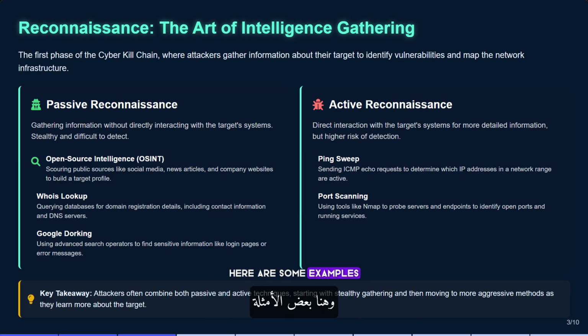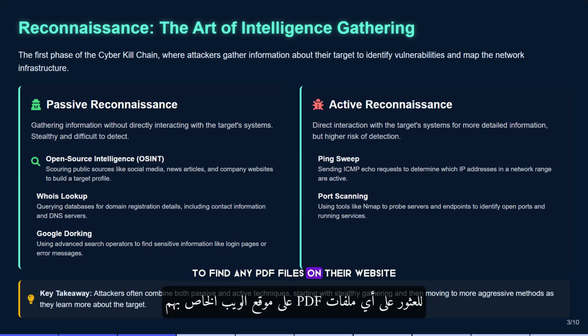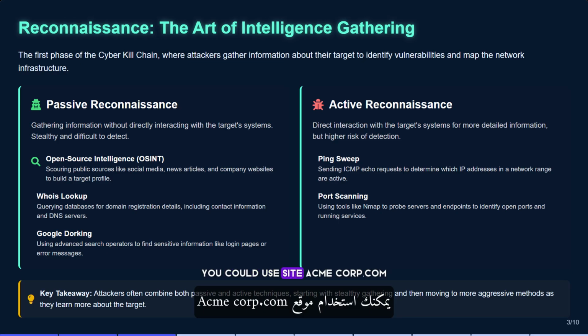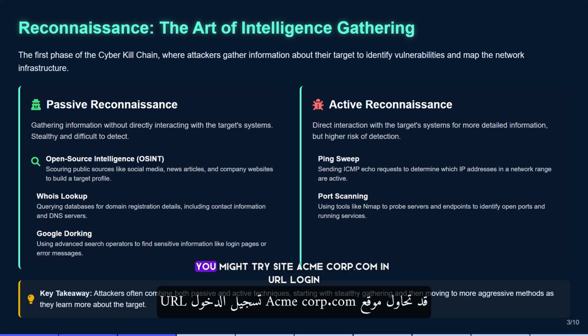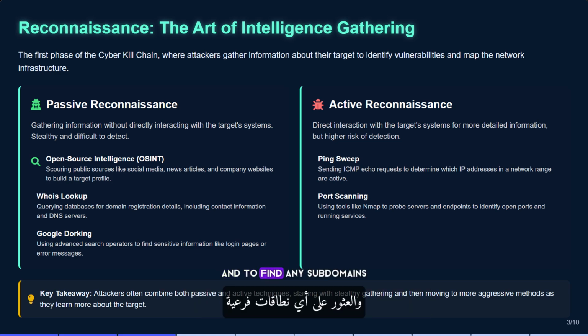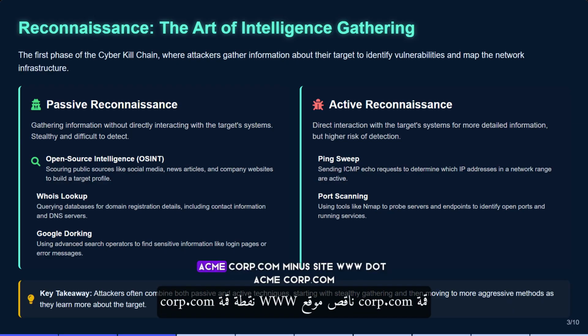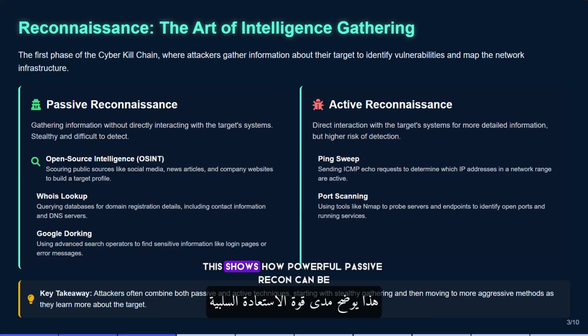Here are some examples. To find any PDF files on their website, you could use site:acmecorp.com filetype:pdf. To find any login pages, you might try site:acmecorp.com inurl:login. And to find any subdomains, you could search for site:*.acmecorp.com -site:www.acmecorp.com. This shows how powerful passive recon can be.